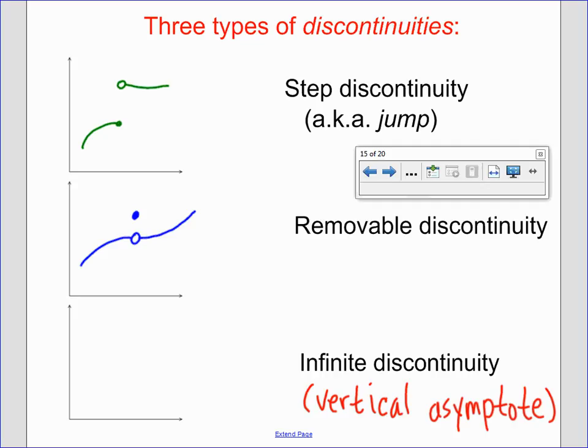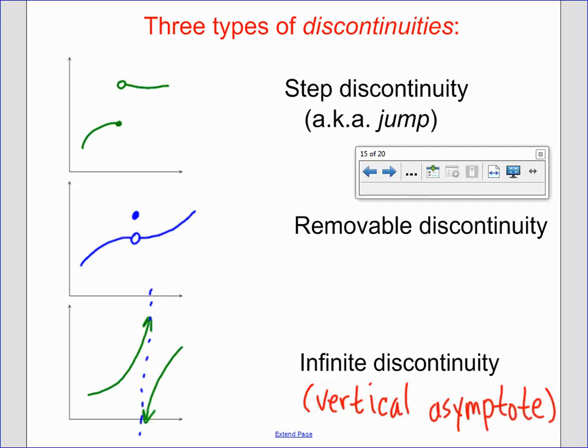It may be the same, right? The function values may approach positive infinity on both sides. They may be opposite, as we've seen a lot with our rational functions. But an infinite discontinuity is synonymous with a vertical asymptote. So graphically, we could show that. A vertical asymptote is an infinite discontinuity.